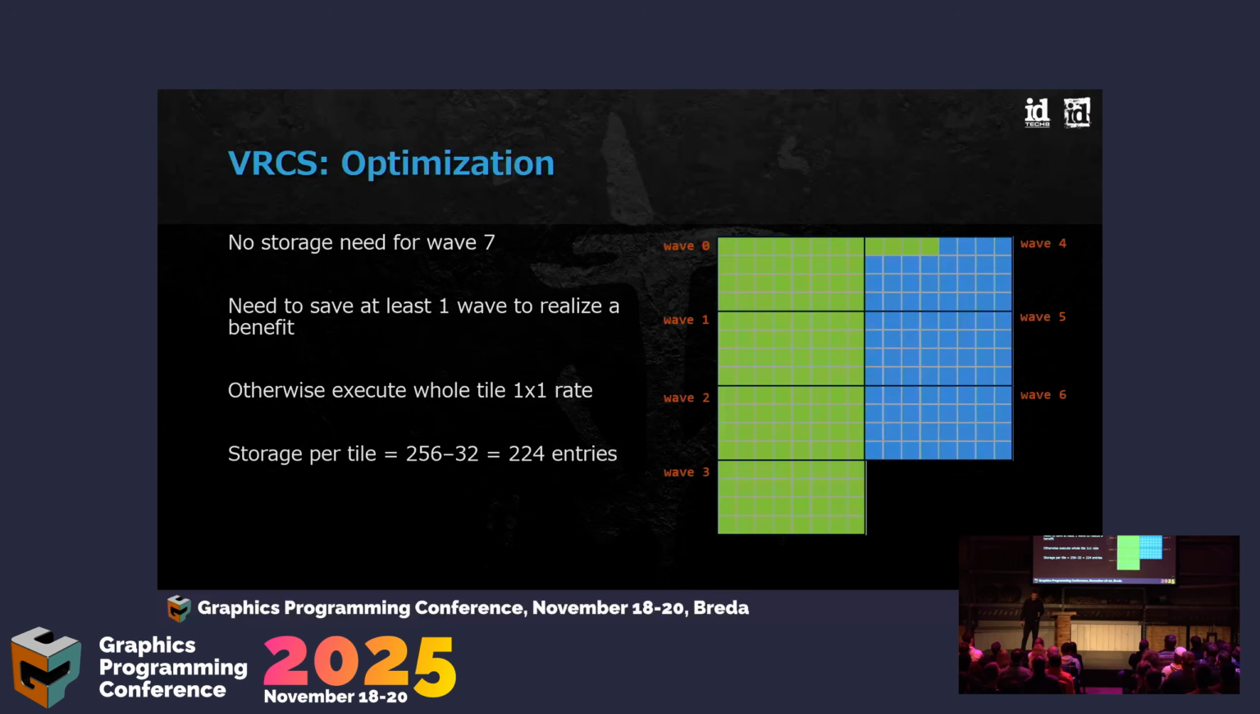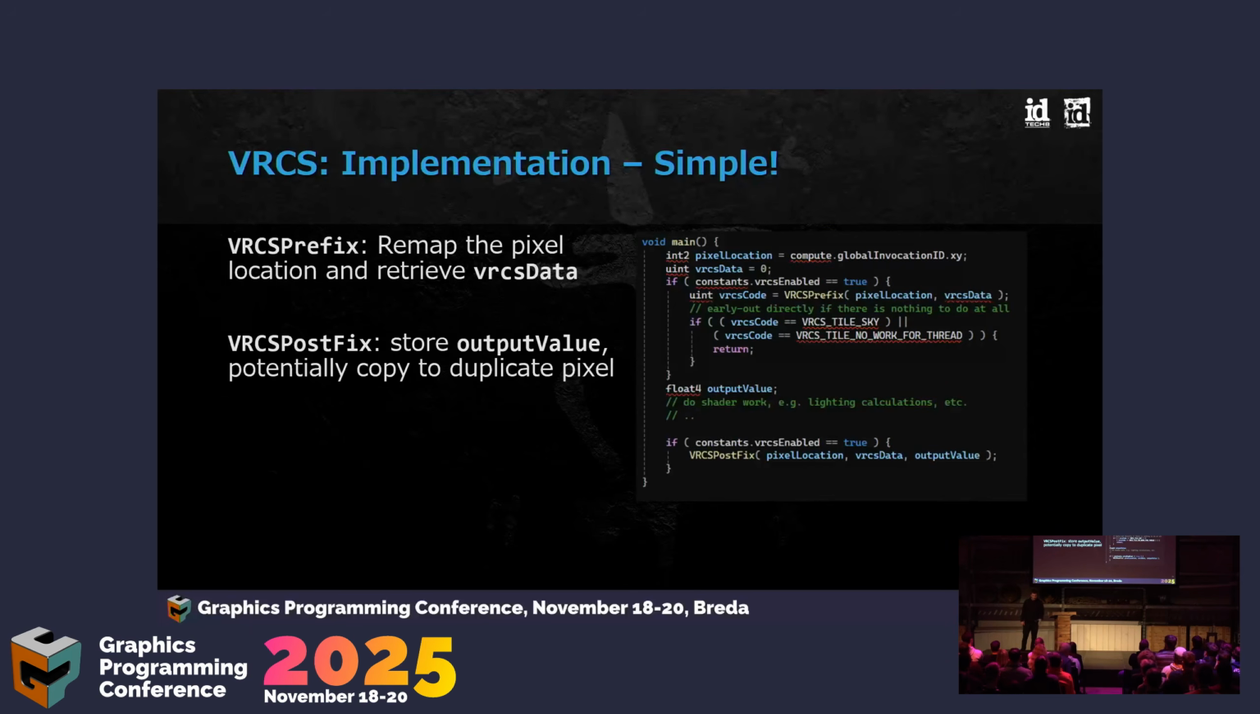We can leverage the fact that we need to save at least 1 wave in order to get a win. And if this tile has more than 224 primary pixels, that is 256 minus 32 from the wave size, we have to execute a 1-by-1 shading rate for the whole tile anyway. So we don't have to store and remap the coordinates. Therefore, we only have to allocate memory to store coordinates for 224 entries per tile and not 256. Minor detail.